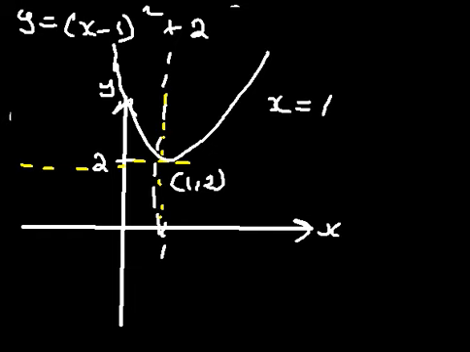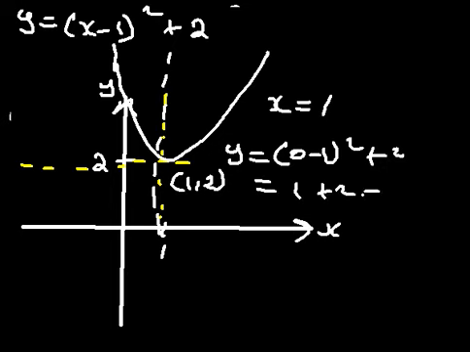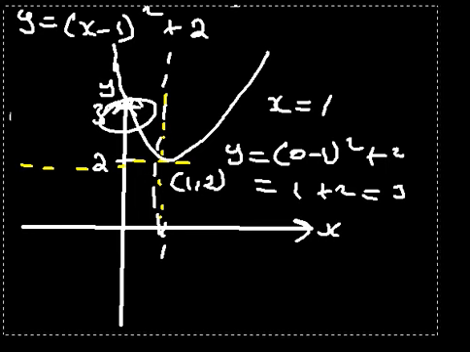And how about the graph? It has no x-intercepts, because the graph is up here and the x-axis is down here, so it has no x-intercepts. How about the y-intercept? Also do the same, where x is 0: y is equal to 0 minus 1 to the power 2 plus 2, that is 1 plus 2, which is 3. So this is 3. That is the y-intercept.